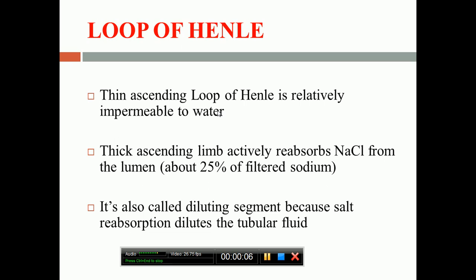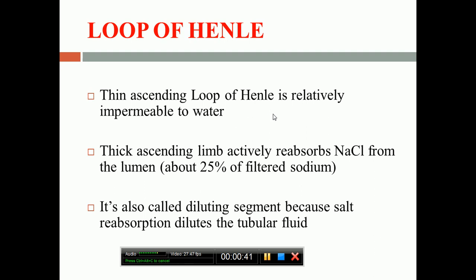The next part of the nephron is the loop of Henle. The loop of Henle has different parts. First, the loop of Henle carries filtrate from the proximal tubule to the renal medulla and back to the renal cortex, because it makes a loop. So it comes down from the cortex to the medulla, and then it loops back upwards, goes upward towards the cortex again.